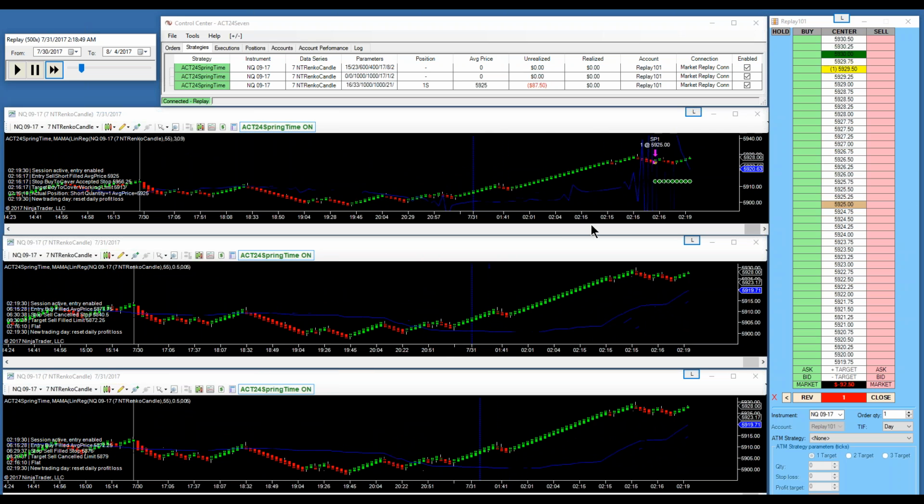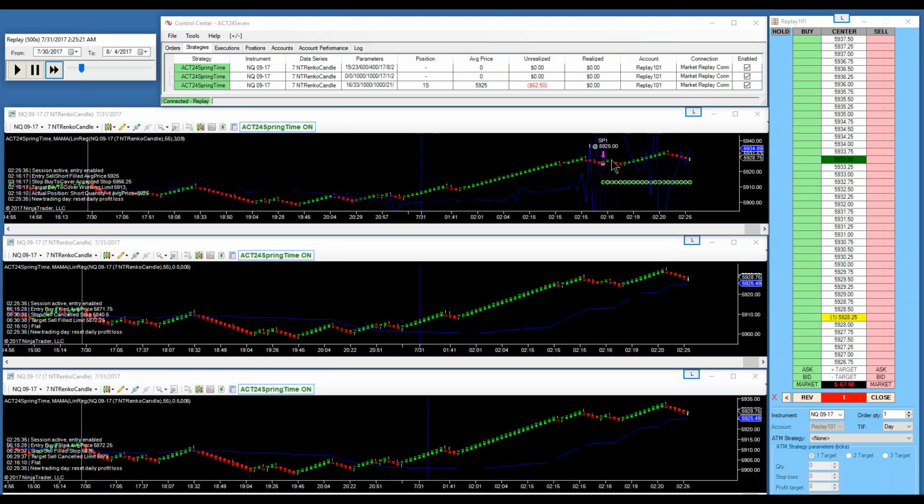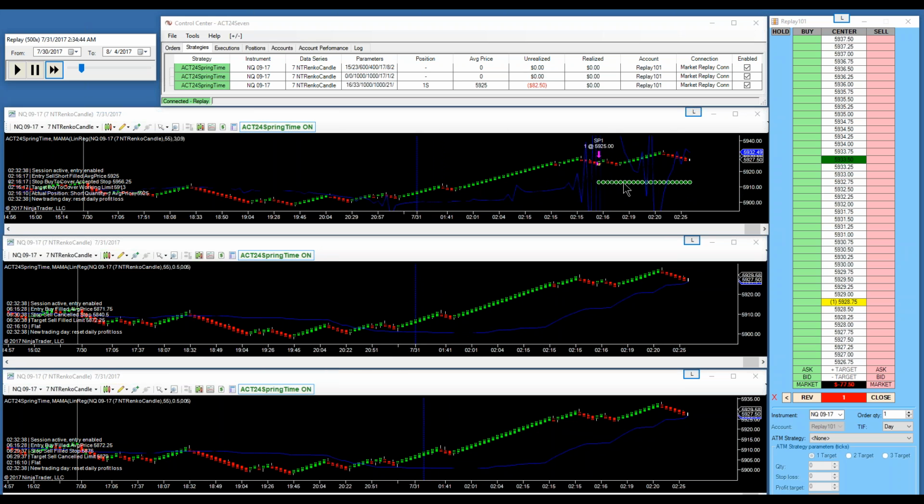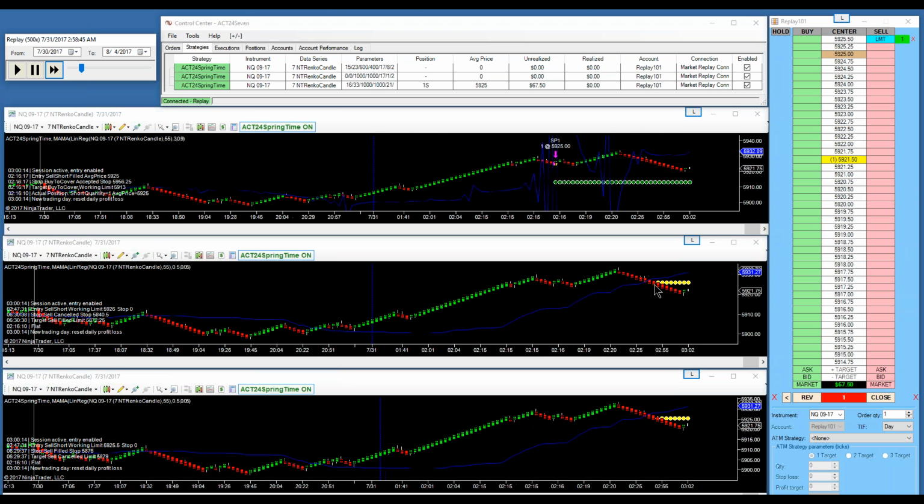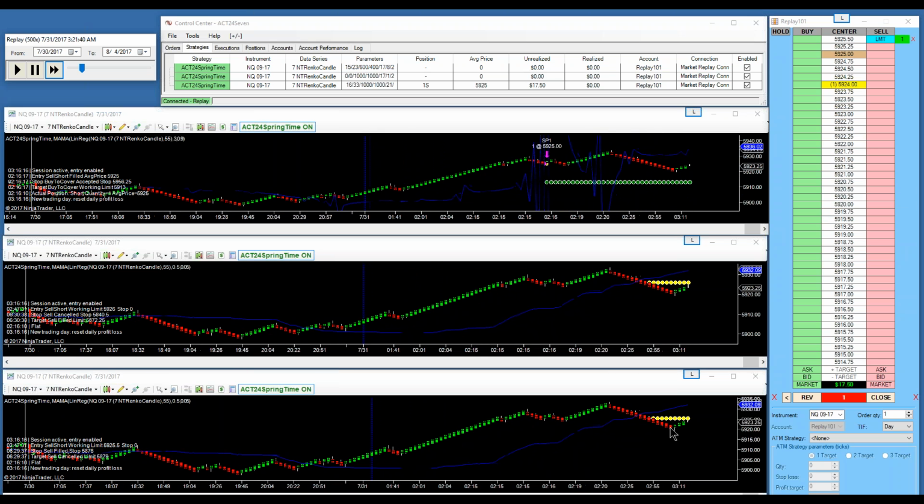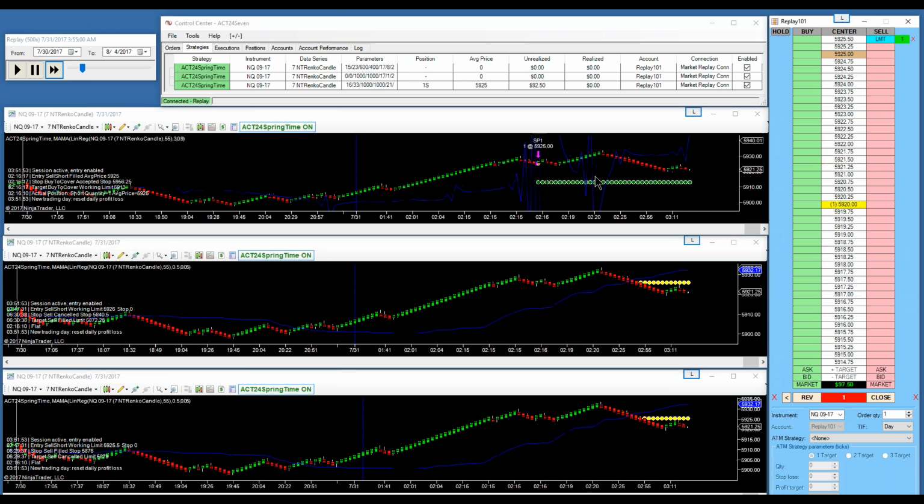Order pending. Okay, the top chart is in. This is a 48 tick target. Order pending. Now we have a limit order here. We're not in this other chart here. You see we only short 1, and that's the one at the top.